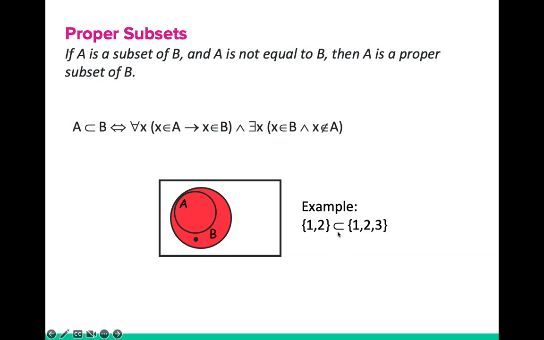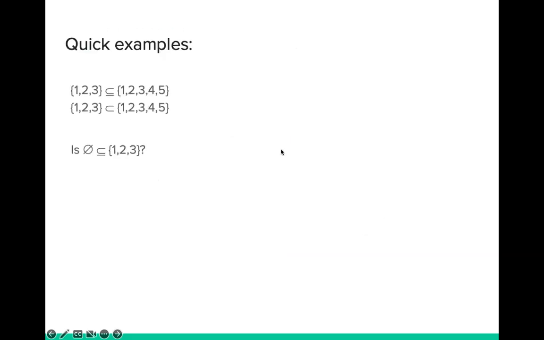So an example here is that we have a set {1, 2}, and then we consider it as a proper subset of {1, 2, 3}, right? So I hope you understood that. Now let us have some more examples. So {1, 2, 3}, of course, is a subset of {1, 2, 3, 4, 5}, a set containing these elements. And we can also consider it as a proper subset of this set.